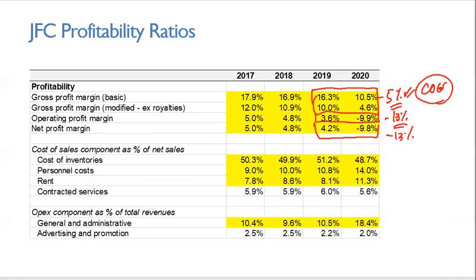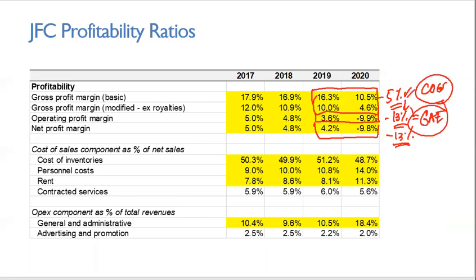Ito, lumala lalo yung decrease in operating profit margin. Ibig sabihin, merong item below gross profit na mas malaki yung naging impact. So in that case, this is admin cost. Okay? And from operating profit to net profit, wala na masyadong change. 13% na uli siya. Okay?